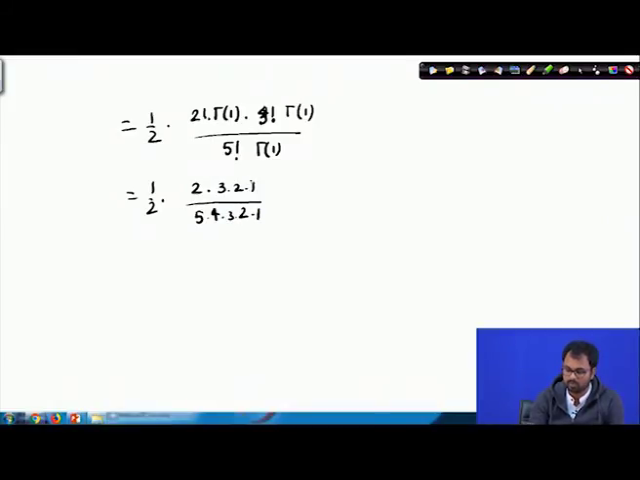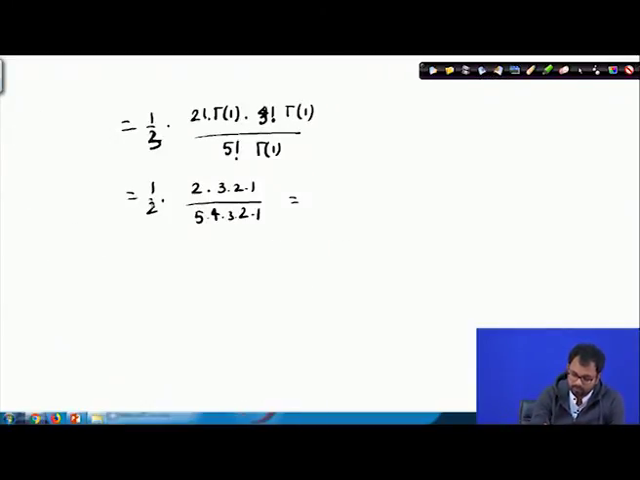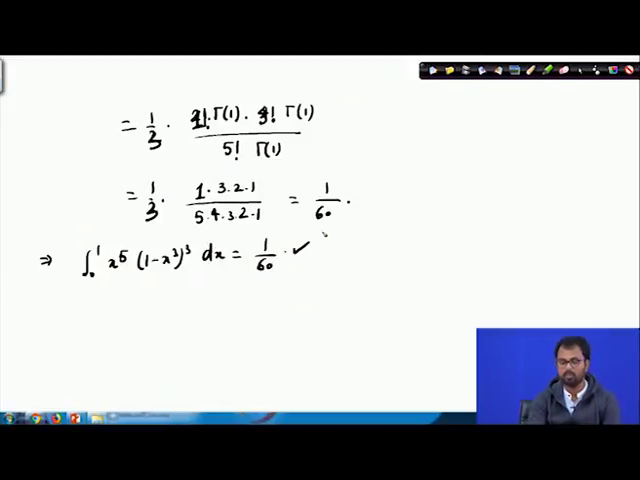So, this will get cancelled, the 2 cancels. So, the answer will be, and then we also have 1 by 3 here, so 1 by 3 times 1 by 20, which is 1 by 60. So, this is the value of that integral. Integral from 0 to 1 of x to the power 5 times (1 minus x to the power 3) whole to the power 3 dx equals 1 by 60, and this is what we needed to show.